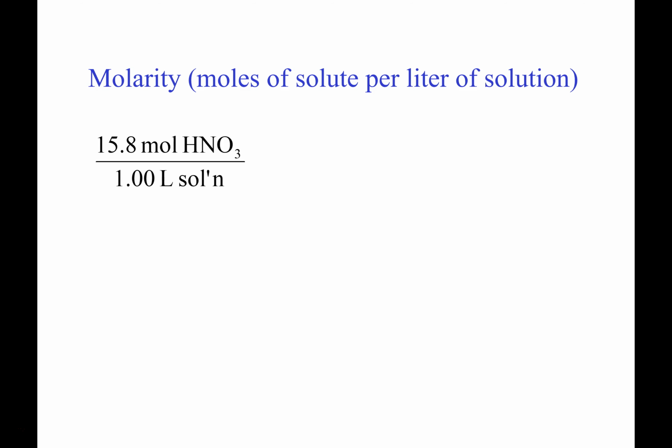All right. So we have some pieces we can use. Molarity is moles of HNO3 per liter of solution. And the volume of solution was 1 liter because that was our basis. I can do that division. To 3 sig figs, you're looking at 15.8 molar, capital M, HNO3.